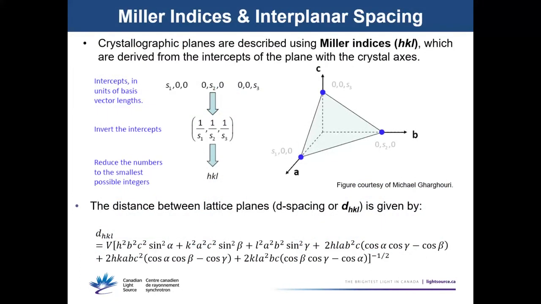It's worth refreshing how the Miller indices are derived. To obtain the Miller indices from a plane, you look at where the plane intersects each crystallographic axis, as a fraction of the basis vector length. Then you invert these intercepts and scale them to the smallest possible integer values. And the d-spacing is a function of the Miller indices and the lattice parameters, given here at the bottom.